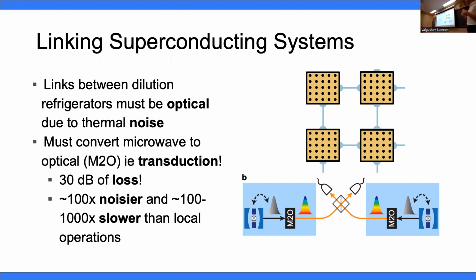Something like 1500 nanometers, 1200 nanometers, not 5 gigahertz, which is where our superconducting hardware operates. So if I want to be able to network these fridges together, I have to convert my microwave photons to optical. My information is encoded in them to optical. And that's called transduction. And that's a nonlinear process.